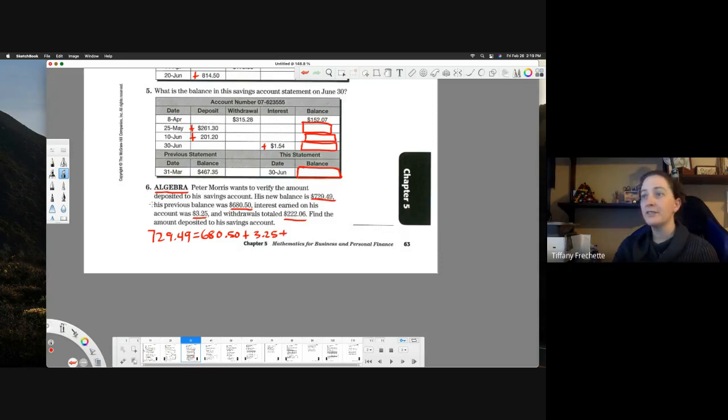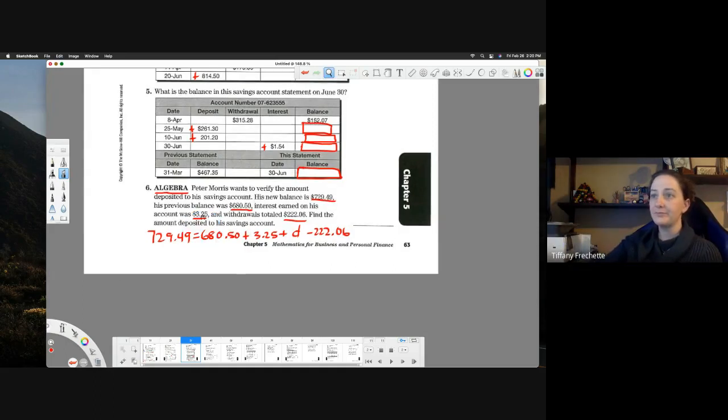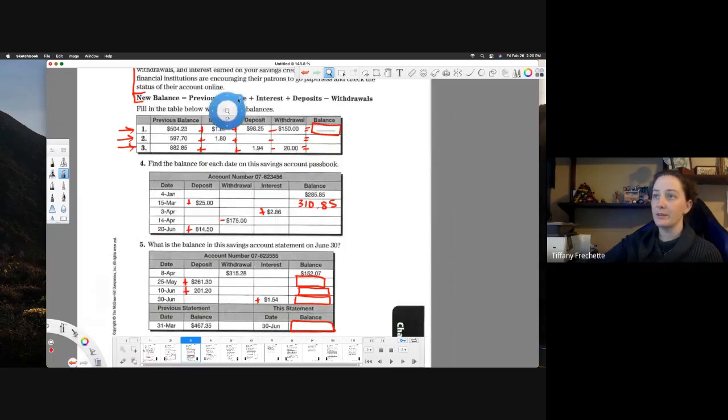He wants to verify the deposits. They haven't told us anything about the deposits. So that's what I'm looking for. And then I'm going to take away these withdrawals here. So here's my equation. I just set it up. And literally, I just filled it in based on this equation up at the top of the document here. So I have, we'll close that real quick. New balance equals previous balance plus interest plus deposits minus withdrawal. So I just filled in all the pieces that I had.